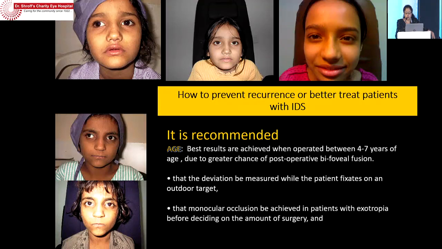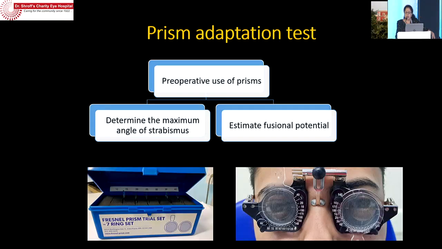And the deviation should be measured when the patient fixates on an outdoor target. Monocular occlusion can be used in patients with exotropia to decide the amount of surgery. But a prism adaptation test is much better. We can use Fresnel prisms and determine the maximum angle of strabismus. We put on the Fresnel prism, make them sit for 1 hour, and we can estimate whether they have fusional potential, and also how much the maximum angle of strabismus is.